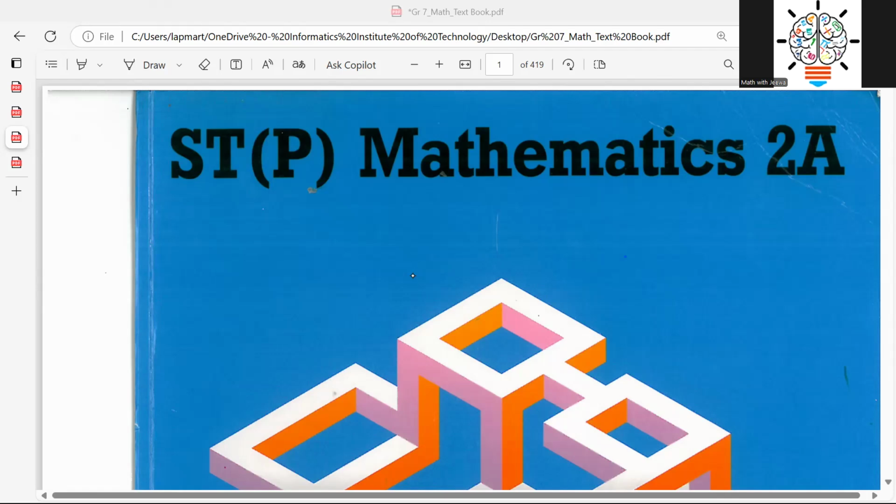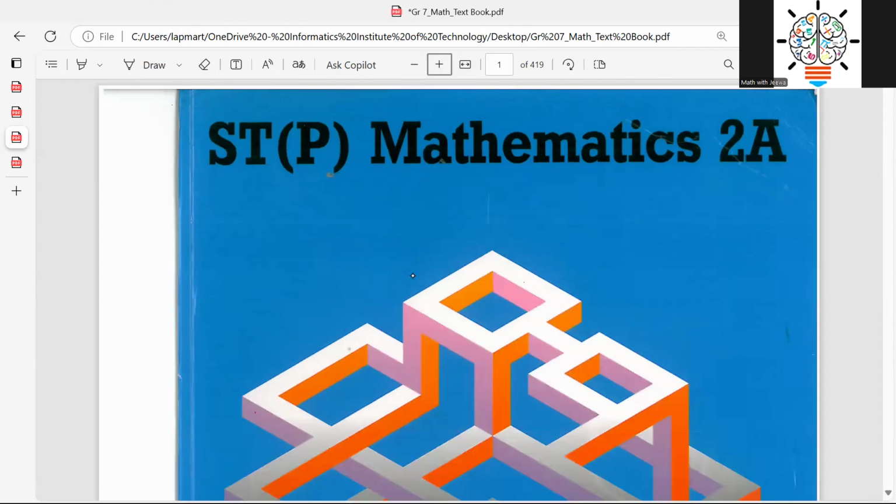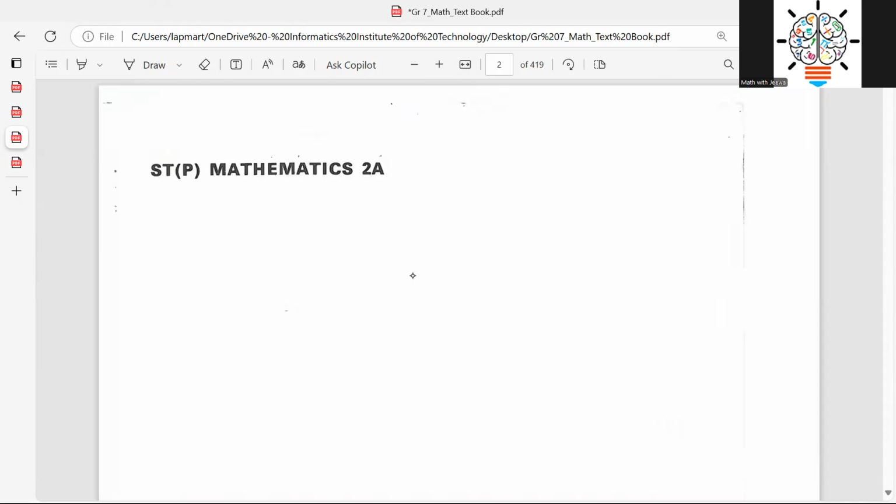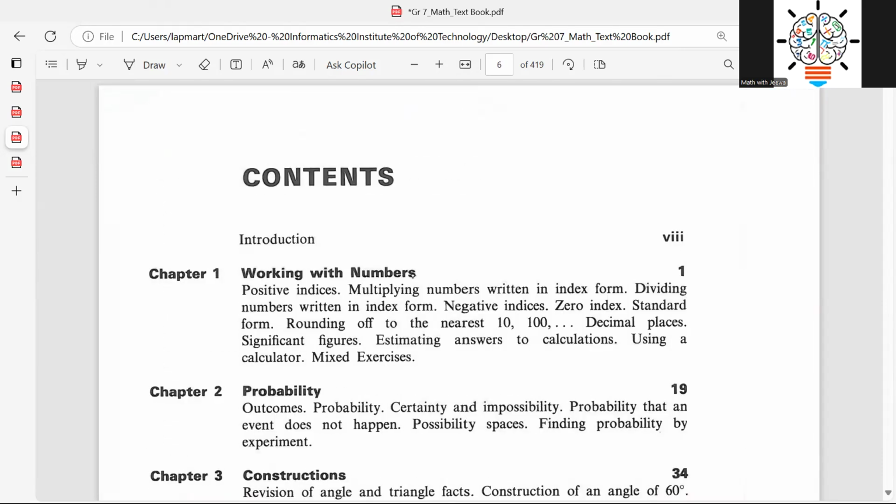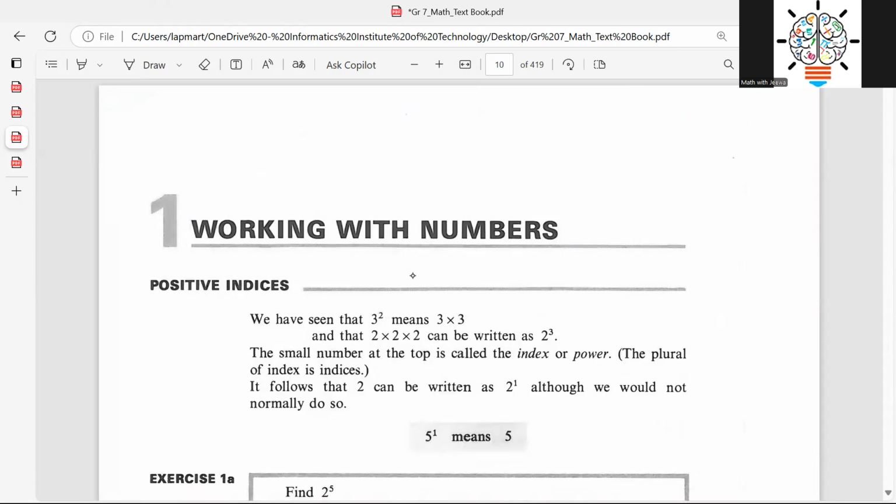And not like the grade 6 students. So then this is your second time you are using this STP Mathematics book series. So you have learned STP Mathematics 1A and you have gathered a certain knowledge. So then it's easier for you to move forward. So then we will move to the first topic we have in this book, STP Mathematics 2A. The first topic we are doing, children, working with numbers.